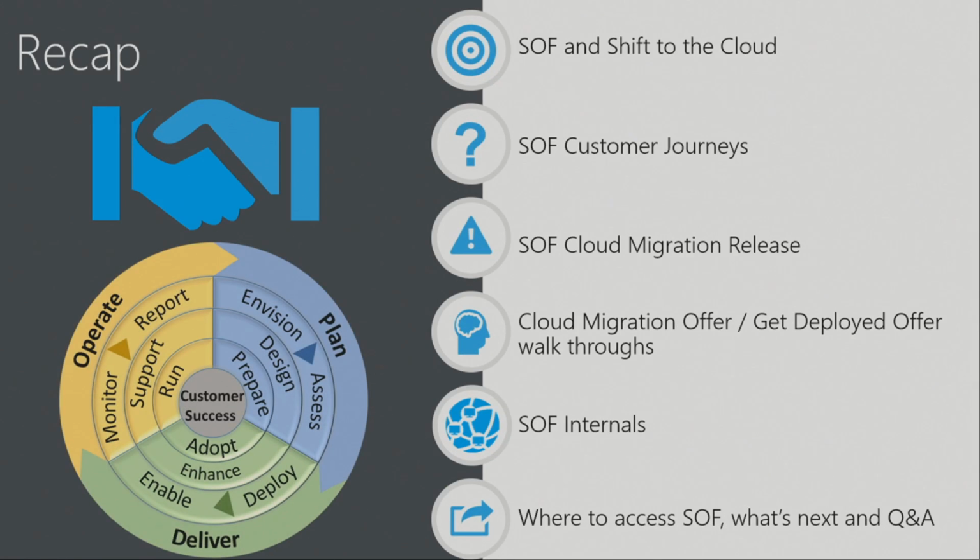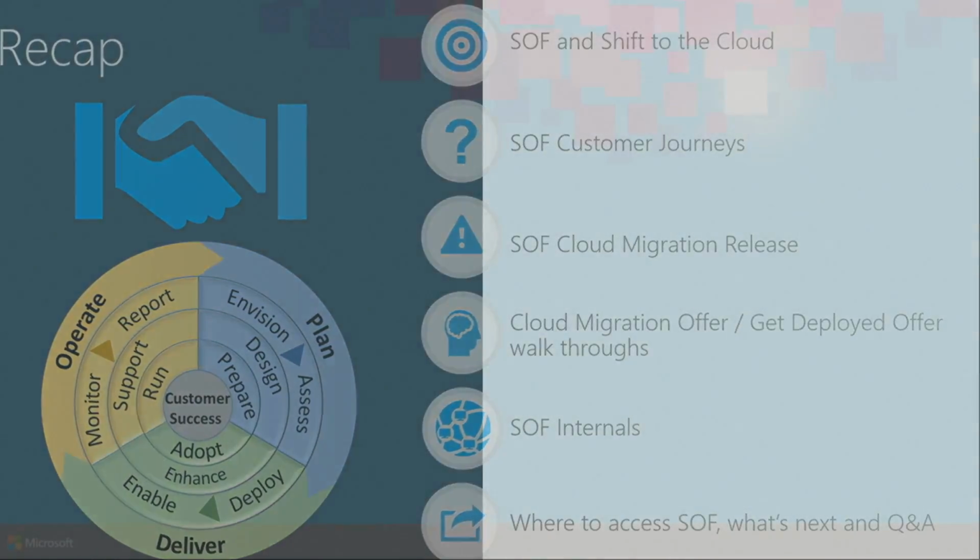So recap. We talked about SOF, the core components of it, why we need it with this whole idea of shifting to the cloud. We looked at the concept of the customer journey, being able to understand where the customer is today and, more importantly, where they want to get tomorrow. We introduced the cloud migration release and took a big walkthrough of what that looks like, had a chance to dig into our SOF internals, and of course we ended up with, where do we go next? And I made it with a couple of minutes to spare for Q&A.